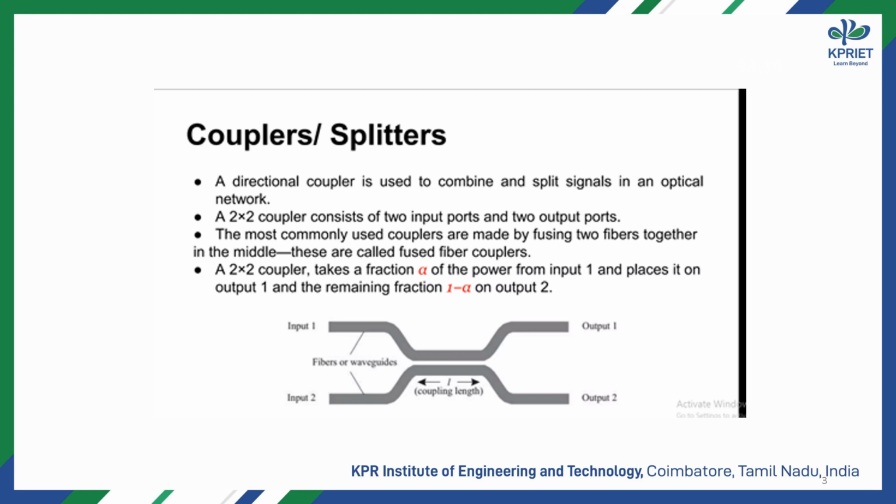These are designed by taking two optical fibers and fusing them at the center. They are called fused fiber couplers. So in a 2 cross 2 coupler there are two inputs. It will take a fraction, called alpha, from input port 1 and place it in the output port 1. The remaining portion of the power in input port 1 will be placed at output port 2.